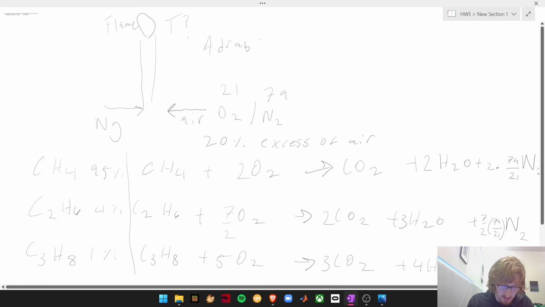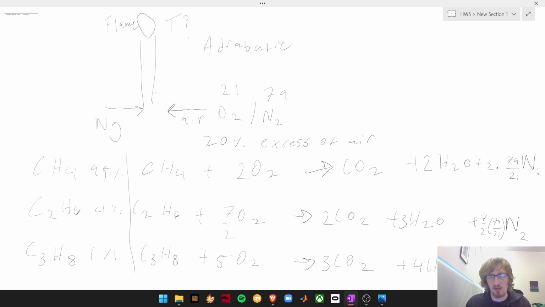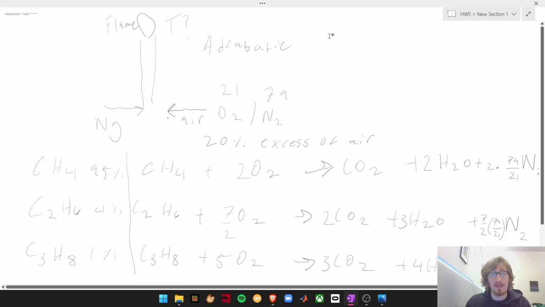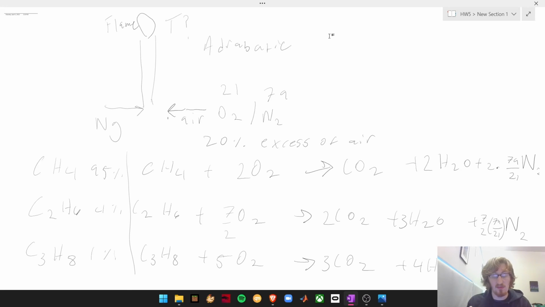Adiabatic, so there will be no heat loss. So we won't need to consider our surroundings. And then we won't need to consider any changes over time in the amount of natural gas and air that we're putting into the system. And then that will also mean that the derivatives of the energy or the heat of the flame are all going to be 0 because there's no change in the difference in energy between the inlet and outlet.